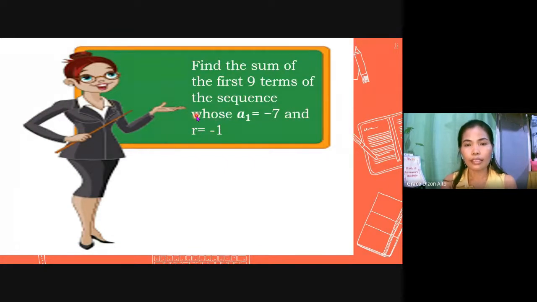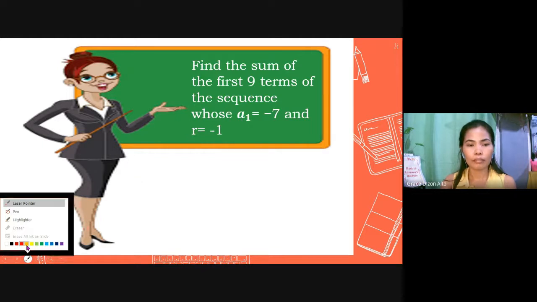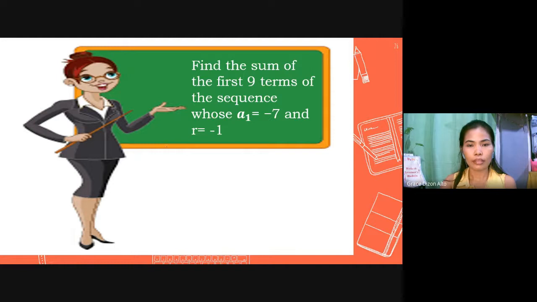Next, find the sum of the first 9 terms of the sequence whose a sub 1 is equal to -7 and the ratio is -1. So this time we have here our ratio is -1. Our a sub 1 is -7, our common ratio is -1. Okay, so our n is 9.